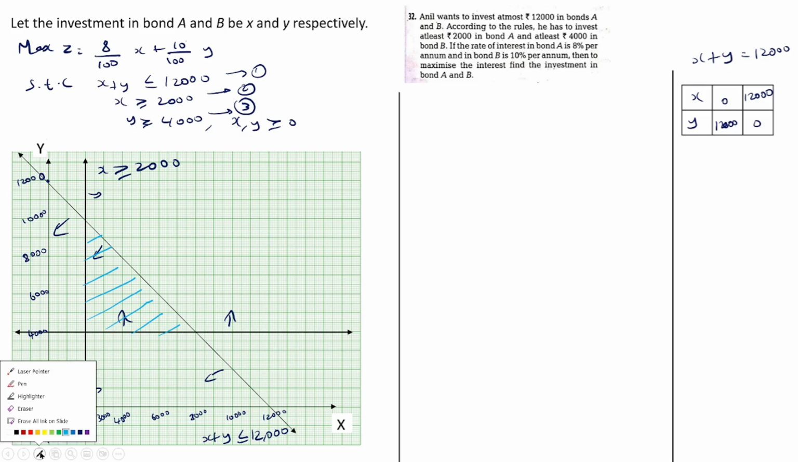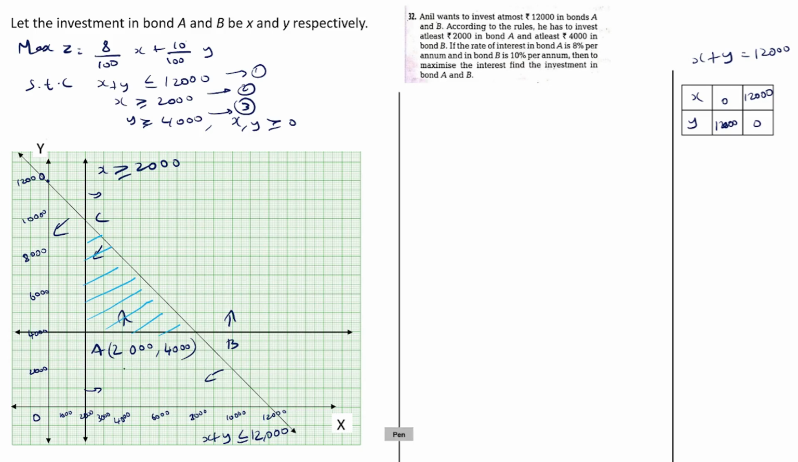So let us mark the corner points of the feasible region. This is one corner point A, this is next corner point B, this is next corner point C. Here we can see that the coordinates for A are 2,000, 4,000. And the coordinates for corner point B are 8,000, 4,000. And for C, the corner point is 2,000, 10,000. So these are the corner points A, B and C. Since we are drawing it on a graph, we can directly get the points from the graph.